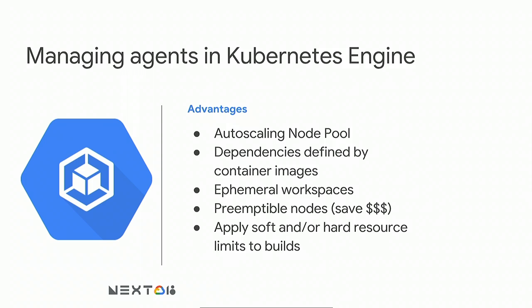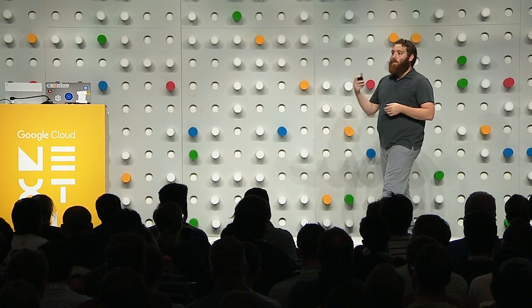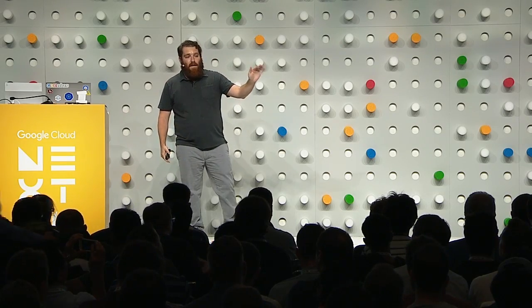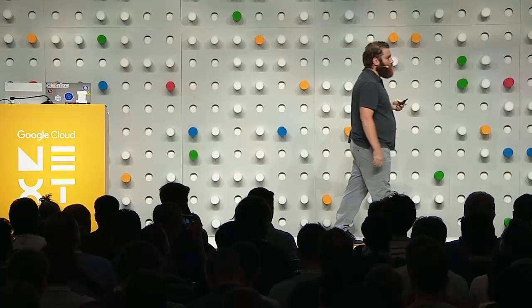The next thing you get is ephemeral workspaces. And this is something that was really important when I was running CI systems a few years ago, is to have a clean workspace for every build. So this is going to be guaranteed for you because your Docker container is going to come up, do its work, and then that workspace is going to be cleared out. So you don't have any cruft coming in from other builds.